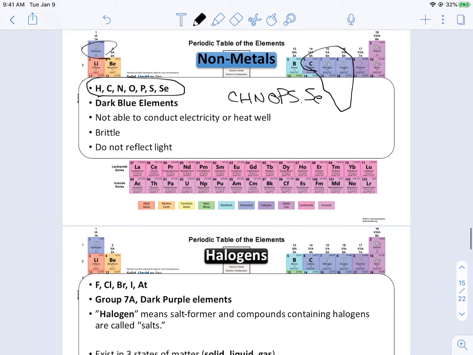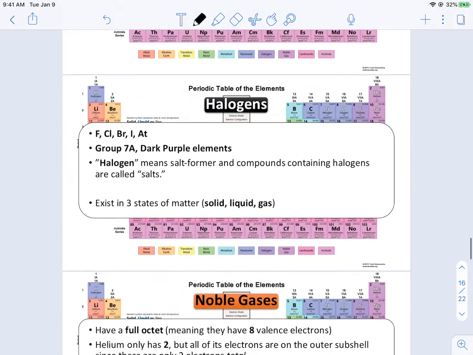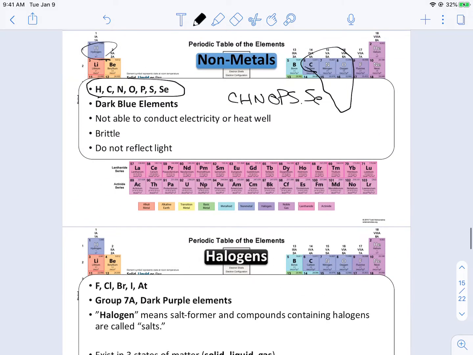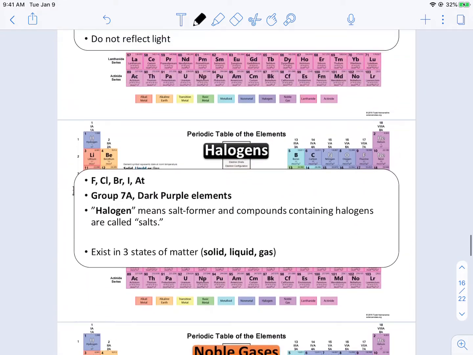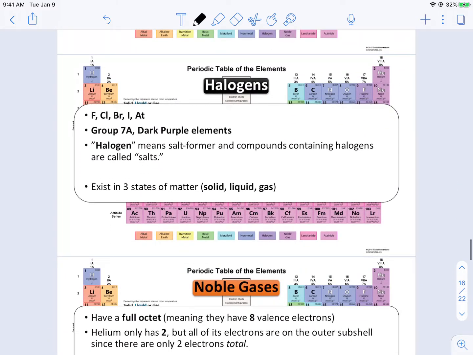So if we go to the halogens, which are our next group, oh, by the way, nonmetals are not very good conductors of electricity or heat, and they do not reflect light. The thing about the halogens is they're everybody in group 7, okay, right there. So you just find fluorine, which is the 7th group, and then you just go down. That's all the halogens, okay? And halogen means that they form salts. So they exist in 3 states of matter: solid, liquid, or gas.